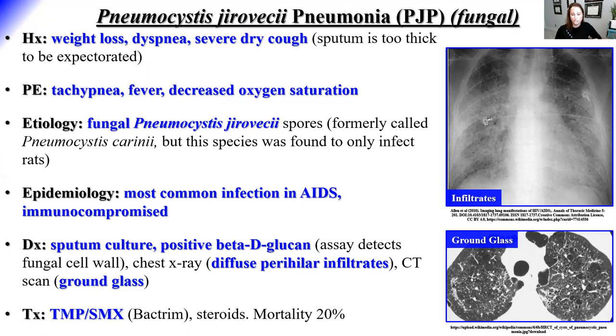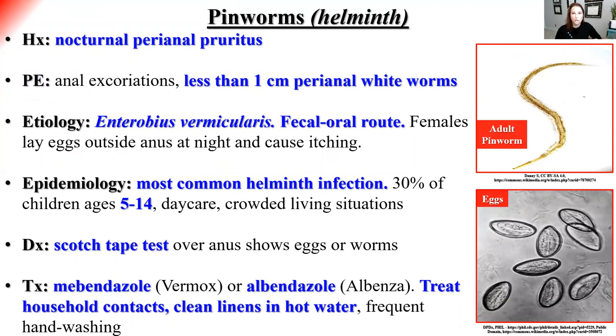Now let's move on to our helminthic or our worm diseases. The first one we're going to talk about is pinworms, because it's super common and commonly tested on the boards. This is Enterobius vermicularis, and this is transmitted by the fecal-oral route. What happens is that the females come out of the anus at night and cause itching.